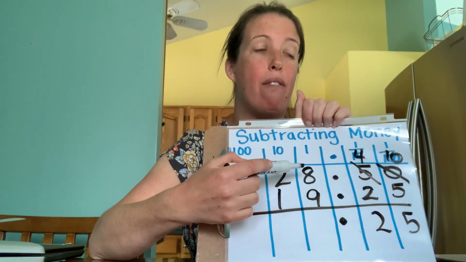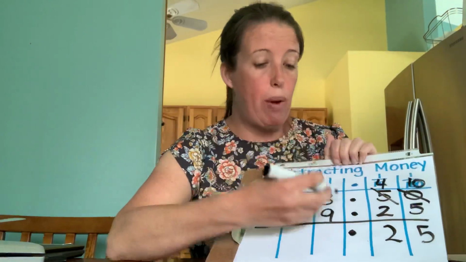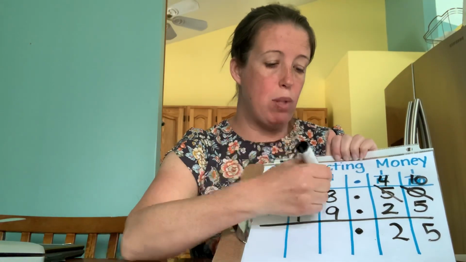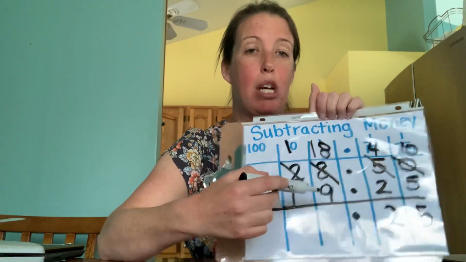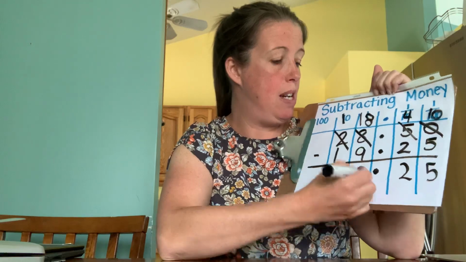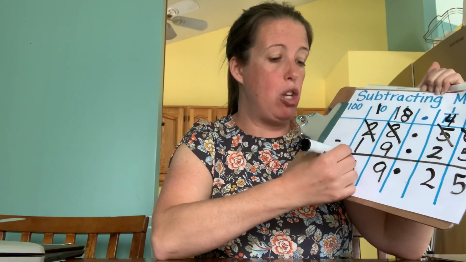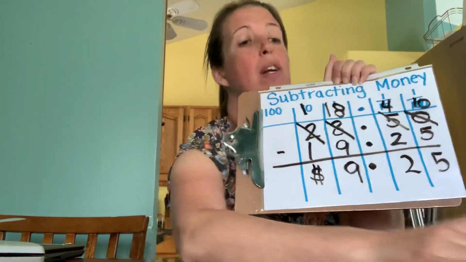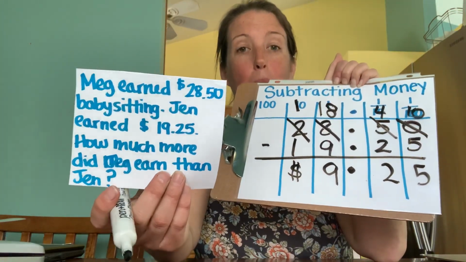Now here I have $8 and I want to take away $9. I can't do that. So I'm going to have to borrow 10 from my next place value. So the 2 becomes a 1 and my 8 becomes an 18. 18 take away 9 is now 9. And 1 take away 1 is nothing. So I want to give it a unit, which is dollars. So my answer would be $9.25. So Meg earned $9.25 more than Jen.